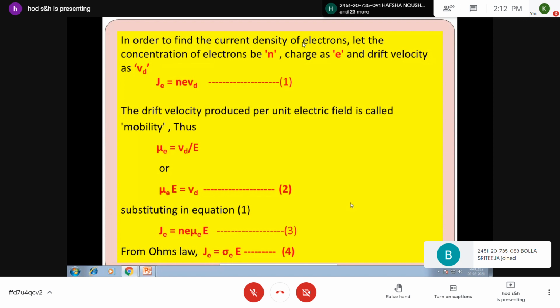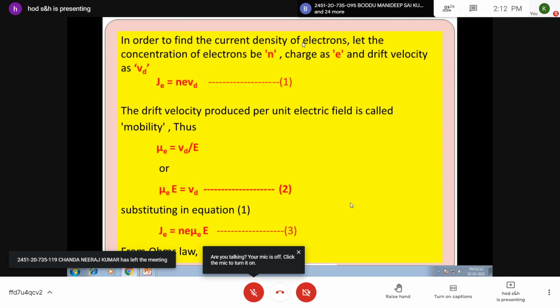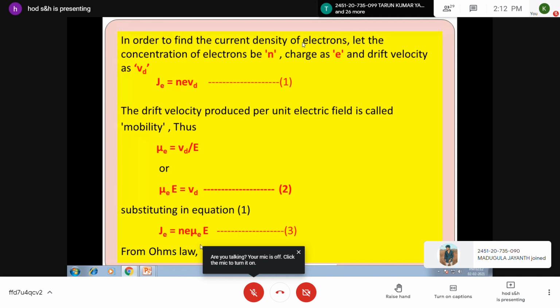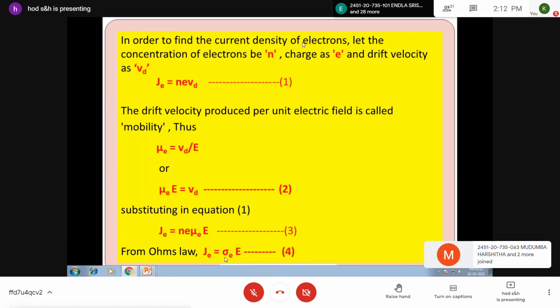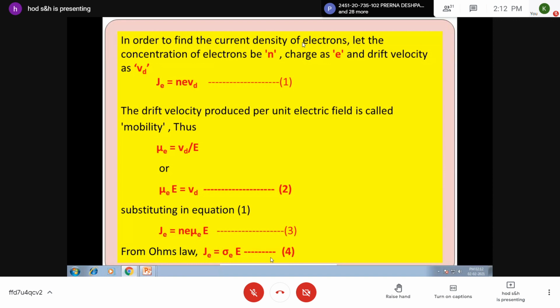So according to Ohm's law, Je is equal to sigma E into E, where Je is the current density for electrons, sigma E is the conductivity of electron, E is the applied electric field. So if you compare these two equations, equation 3 and 4, you have Je is equal to Ne mu E into E. Also Je is equal to sigma E into E. Therefore, you can write sigma E is equal to Ne mu E if you compare these two. Take the screenshot.